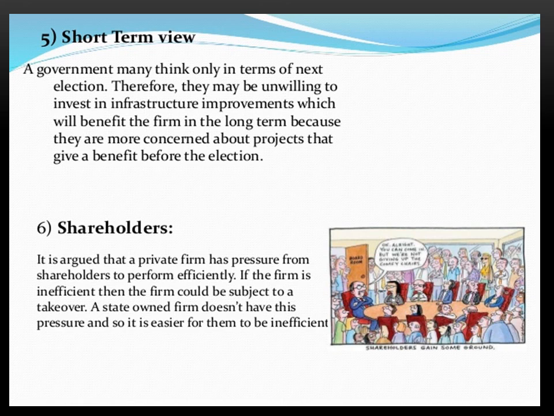Then, as for shareholders, it is argued that a private firm has pressure from the shareholders to perform efficiently. When we are privatizing a company, obviously there is more than one shareholder. So many shareholders will obviously pressurize the company to work efficiently. If the firm is inefficient, then the firm could be subject to a takeover. A state-owned firm doesn't have this pressure, and so it is easier for them to be inefficient.